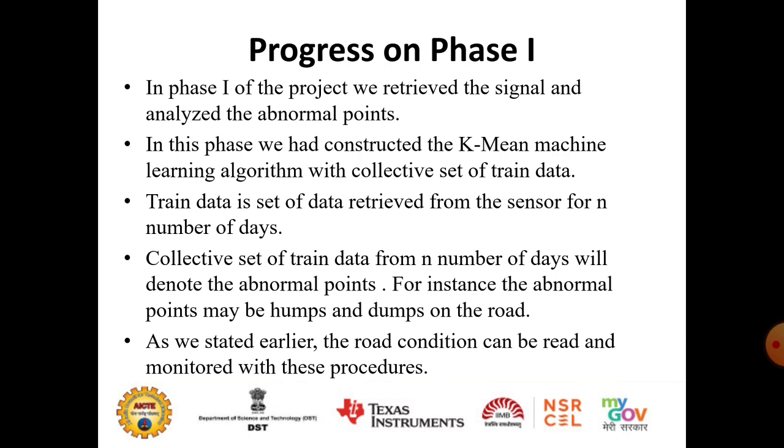Progress on phase 1. In phase 1 of the project, we retrieved the signal and analyzed the abnormal points. In this phase, we have constructed the k-means machine learning algorithm with the collective set of trained data. Trained data is a set of data retrieved from the sensor for n number of days. The collective set of trained data from n number of days will denote the abnormal points. For instance, the abnormal points may be humps and dumps on the road. As we stated earlier, the road condition can be read and monitored with these procedures.